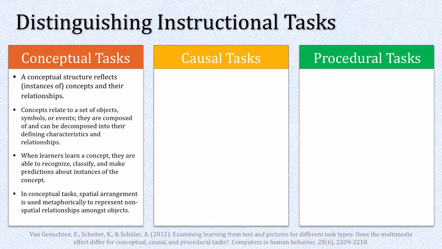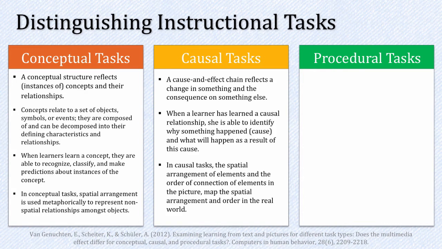Conceptual tasks reflect instances of concepts and their relationships. Of course, concepts relate to a set of objects, symbols, or events, and they are composed of and can be decomposed into their defining characteristics and relationships. When learners learn a concept, they are able to recognize, classify, or make predictions about an instance of a concept. Now, importantly, in conceptual tasks, the spatial arrangement is used metaphorically to represent non-spatial relationships amongst objects.